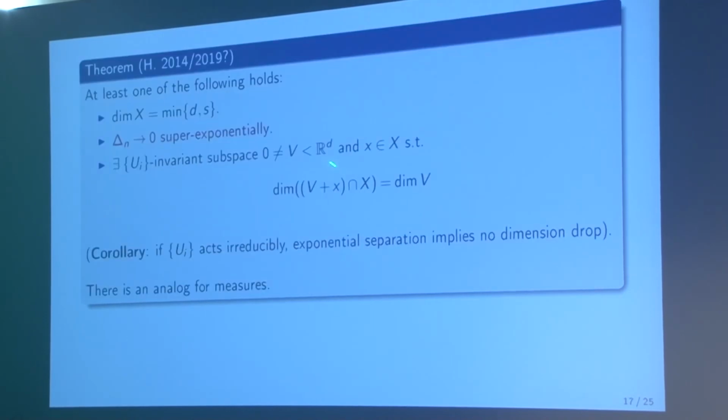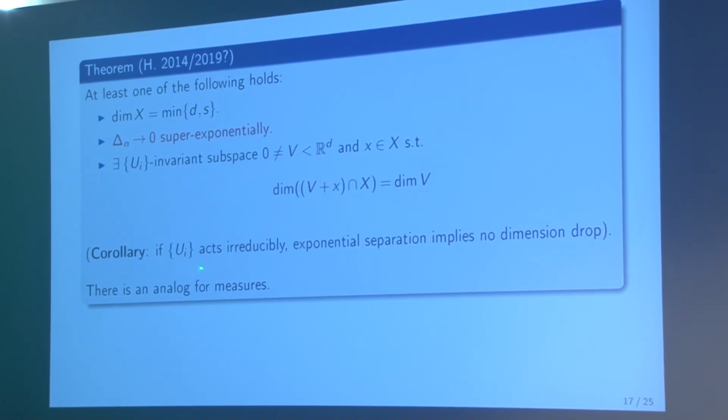What we can prove now is that this is true if you replace exact overlaps with super exponentially close, or super exponential decay of delta n. When I put a question mark by publication date, it just means that it hasn't been published yet. So there will be several more citations like that later.